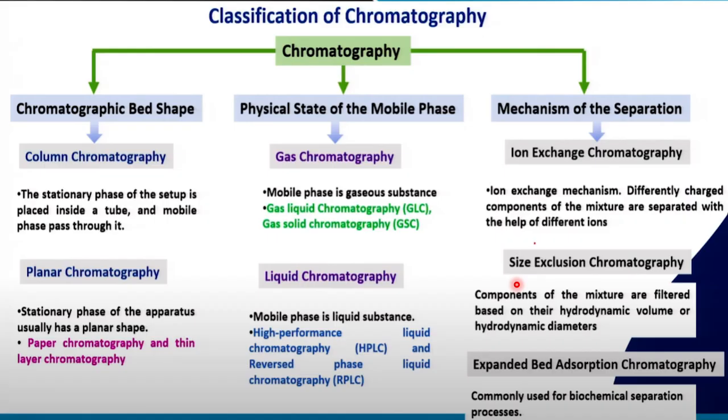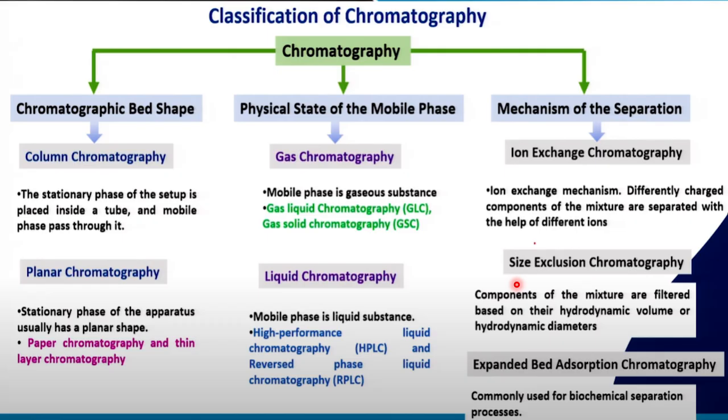In terms of the physical state of the mobile phase, the mobile phase may be a gas. In that case, it is called gas chromatography, and there are also subclasses: gas liquid chromatography, GLC, or gas solid chromatography, GSC. And in liquid chromatography, the mobile phase is a liquid substance. Under liquid chromatography, there are HPLC, high performance liquid chromatography, and reversed phase liquid chromatography, RPLC.